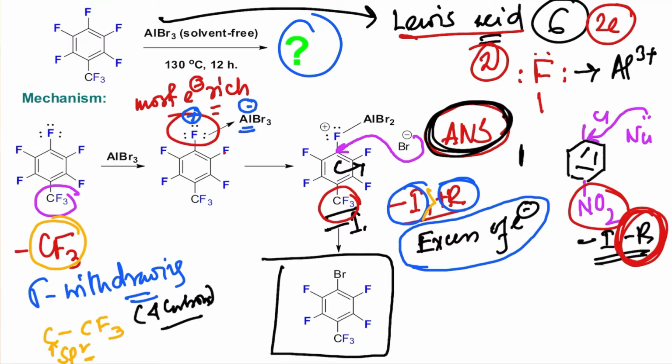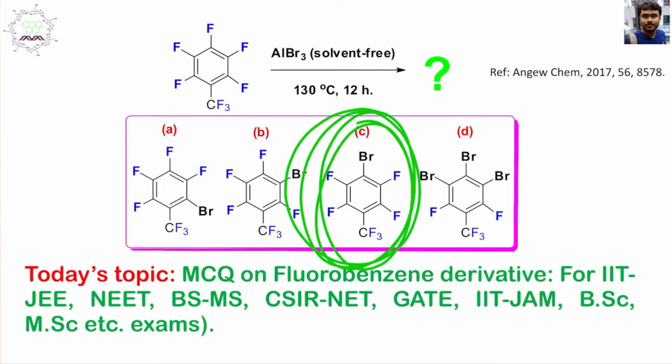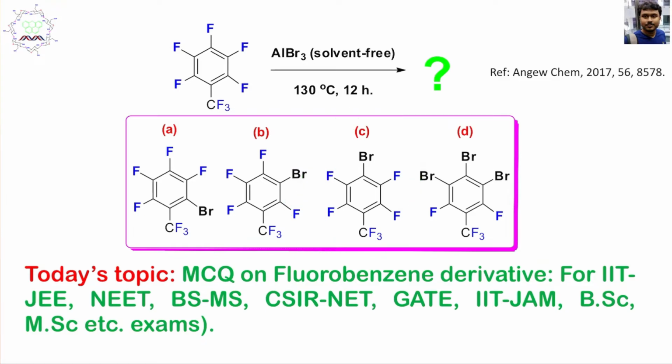I am not showing the mechanism in detail because I have explained it previously. So in this case it will produce this Br, and this is the answer. The answer to our question is the para derivative, which means option C. Now you will say, sir, you are saying option C is the right answer. Sorry, in this case only para bromo, this is option C.